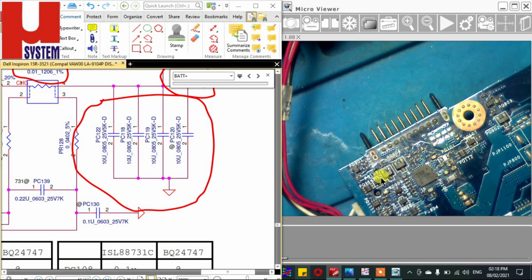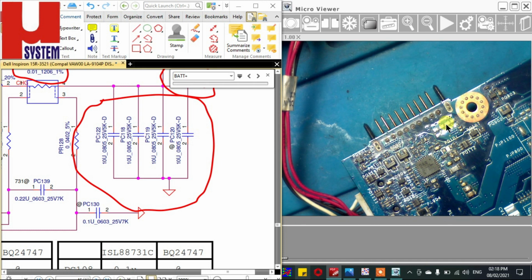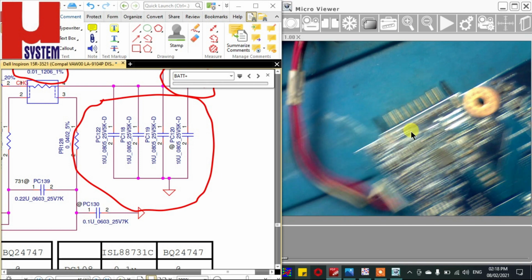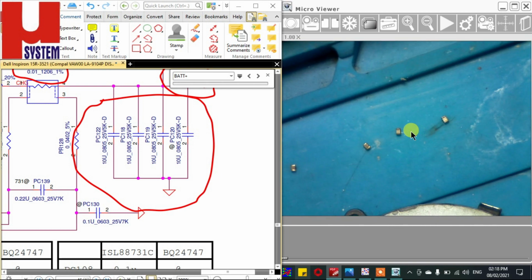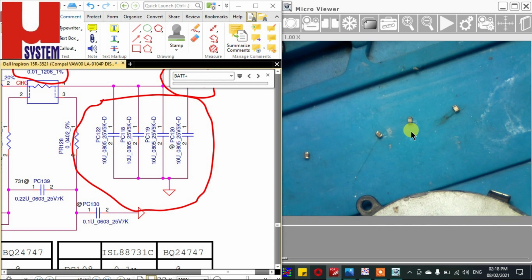Okay. So as you can see, I have removed 1, 2, 3 and 4 PF from the board. They are over here. These are the 4 PF which I have removed from the circuit.